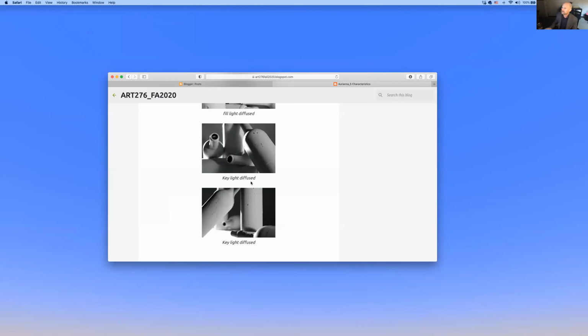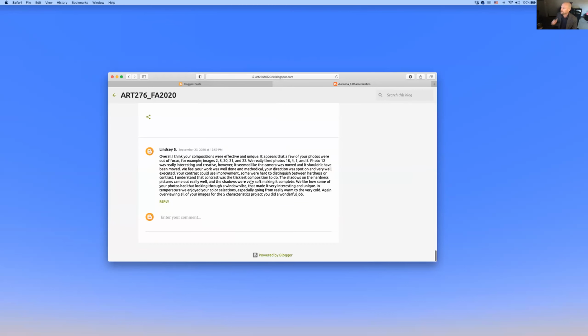Let's take a look at what your peers had to say. "It appears few of your photos were out of focus." Yeah, that can happen sometimes where you're looking and you think it's in focus because you're looking at this tiny screen. That just happens sometimes. You'll have to get accustomed to what a sharp image looks like. On your camera, there is a mechanism for zooming in a little bit to see whether it's in focus or not. I'll show you that if you haven't discovered it already.